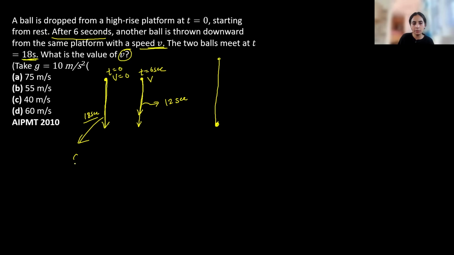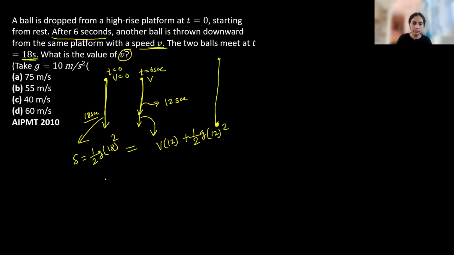इसके लिए डिस्टेंस को आप क्या लिखोगे? s इज इक्वल टू u इज 0, राइट? सो दिस इज योर half g 18 का स्क्वायर, एंड इसके लिए आप क्या लिखोगे? दिस इज योर v इंटू 12, डाउनवर्ड डायरेक्शन में पॉजिटिव ले रही हूँ, सो प्लस half g इंटू g 12 का स्क्वायर. देन इन दोनों को आप इक्वेट कर लो.